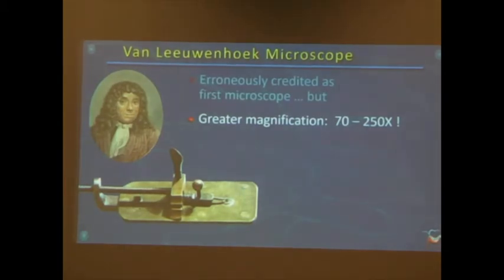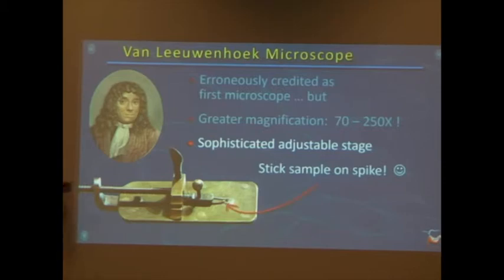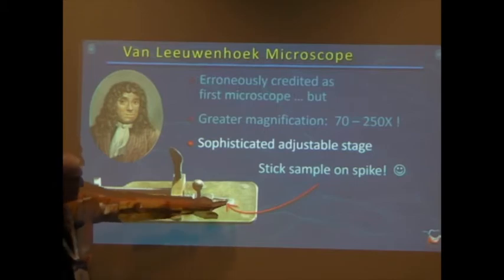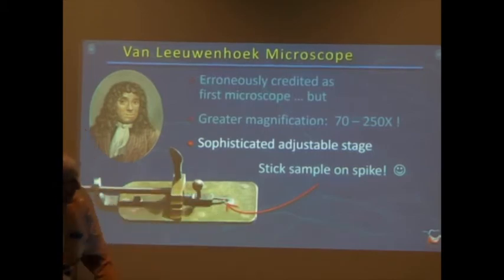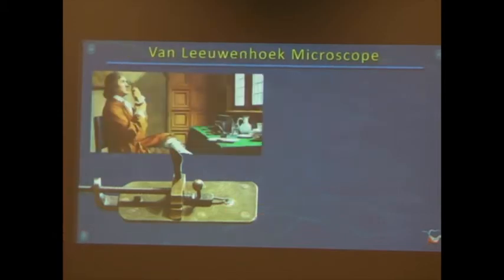And that, by the way, is his microscope. We've come a long way, right? Highly sophisticated instrument, had an adjustable stage. You could turn the screw here. To look at a sample, they would stick the sample on the end of this metal spike, and there was a glass bead here in that little circle, and then the operator would hold it up to the sunlight so the light would come through the glass bead and that round bead would do the magnification. So that was the original microscope.